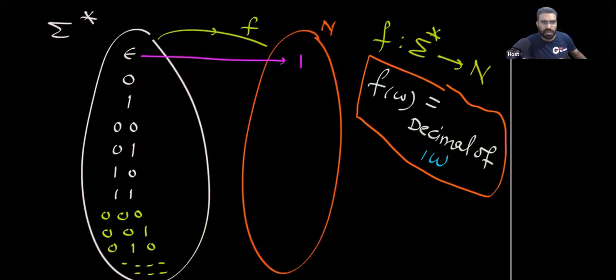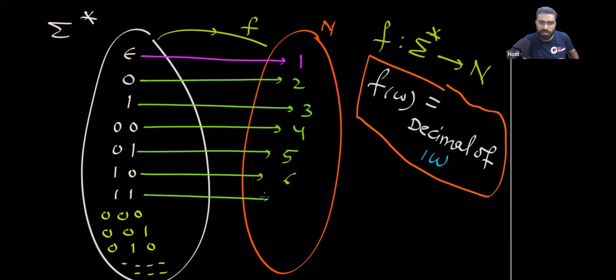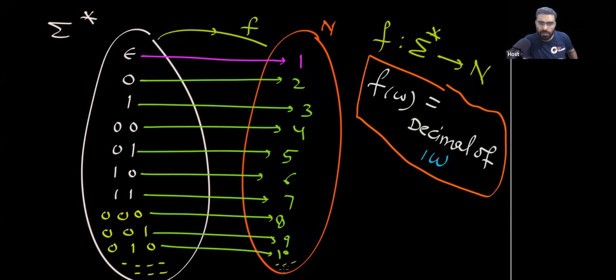So very simple, you can easily notice that the image of 0 will be 2, the image of 1 will be 3, the image of 00 will be 4, the image of this will be 5, then 6, then 7, then 8, then 9, then 10, and so on.